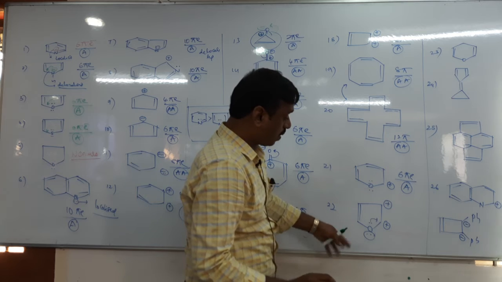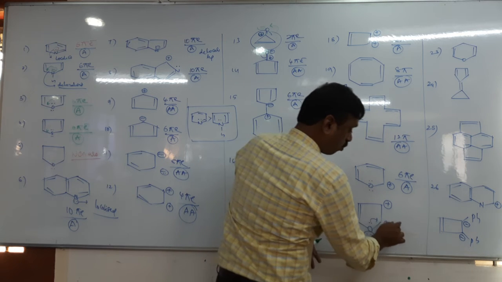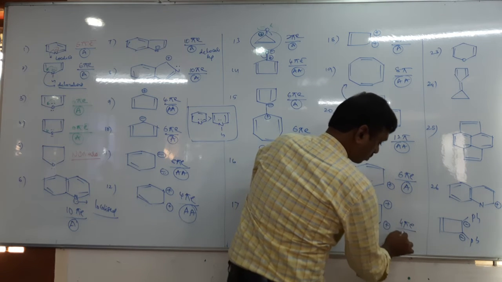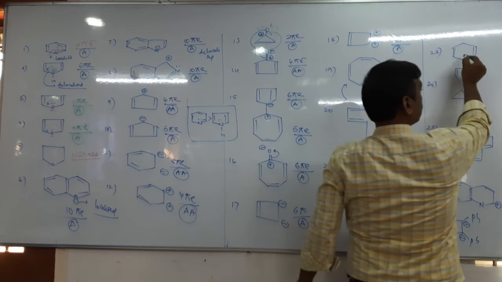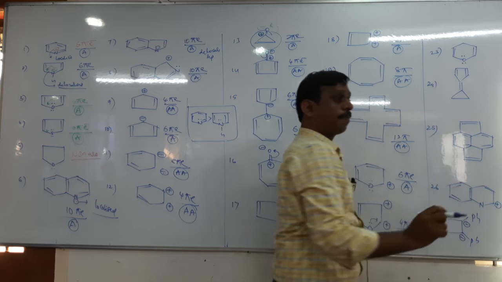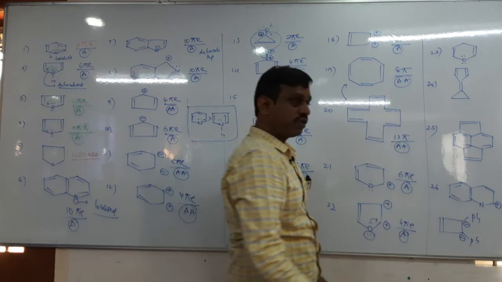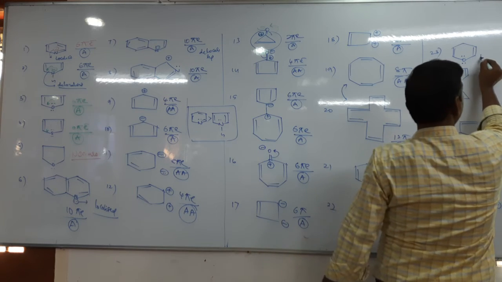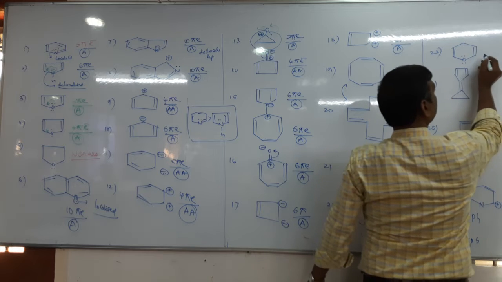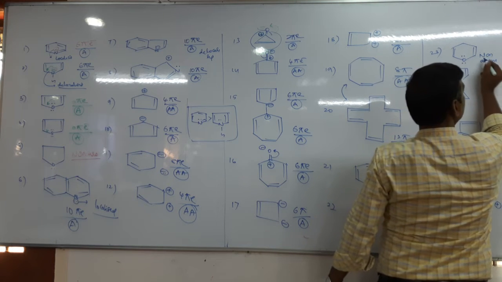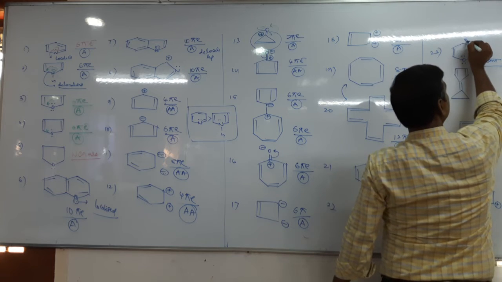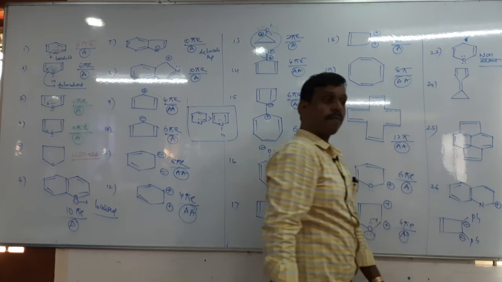So how many pi electrons here? 4 pi electron. That's anti-aromatic. Next, there is a 2 lone pair, 6 pi electron. That is how? Non-aromatic, because sp3 carbon is there.